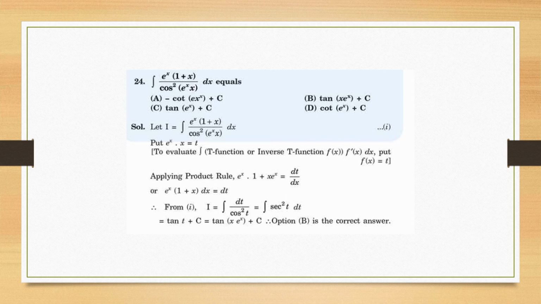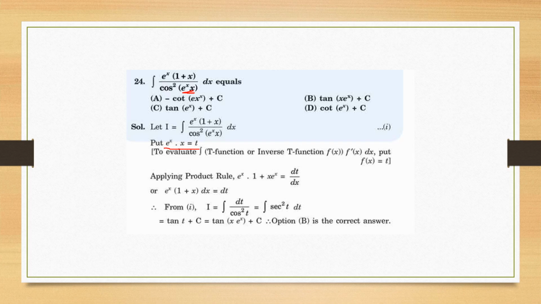Question number 24. Integral of e raised to power x (1 plus x) upon cos square (e raised to power x into x) dx. You have to search out which of the options is correct, okay? Now this question is based upon substitution, and again you should search for the function and its derivative. So you see that if I put e raised to power x into x as t, right? So we can differentiate it as you do for the product rule, right?